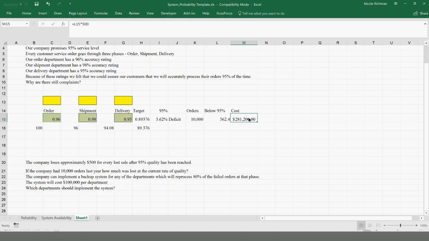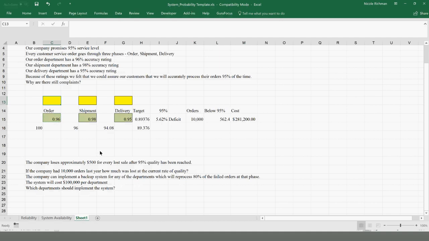Now, in some of my videos, you may remember me mentioning that sometimes it doesn't behoove us, or it's not cost effective for us to improve quality, and sometimes it is. In this case, we can implement a backup system for any departments that will reprocess 80% of the failed orders at that phase. So in other words, if an order does not pass the ordering phase, that 0.4 or that 4% that doesn't pass can go through another backup check, and 80% of those will pass.